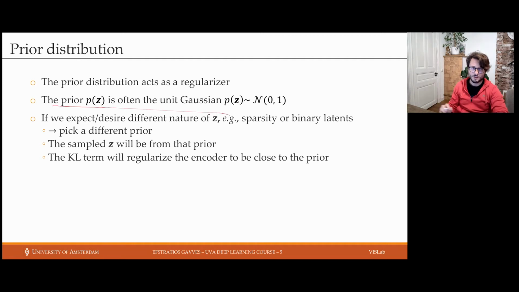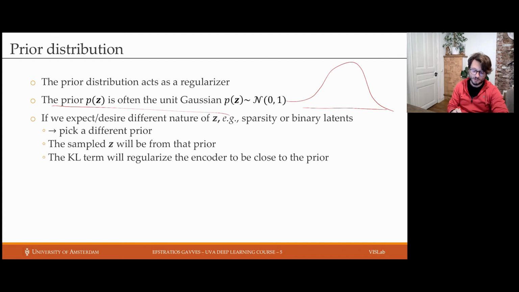Often the prior is simply a unit Gaussian, right? And this is good because a unit Gaussian is easy to sample from, and it's comfortable to make derivations with. If we expect, however, that our data is probably not likely to be generated by Gaussian latent factors, then we might as well pick a different type of distribution.